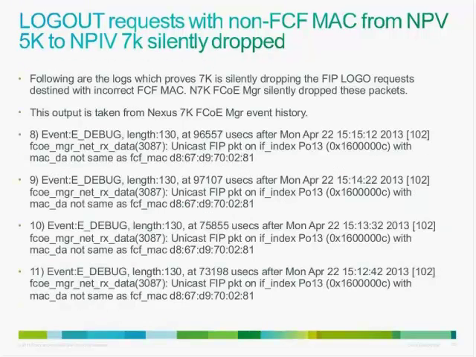This is again the show flogi internal event history. You can see that over there, or show platform software fcoe manager event history errors. You can see basically the FCF MAC is different over here, right? The way you look at it is you can do show fcoe, show fcf, which will show the FCF MAC, right?